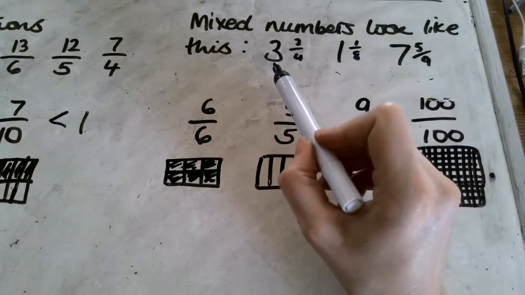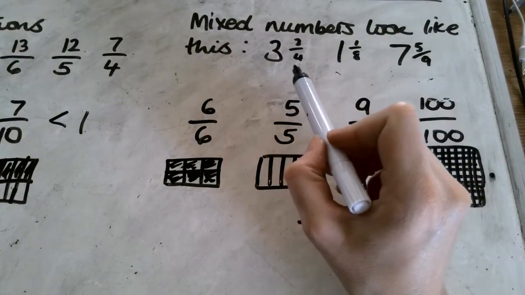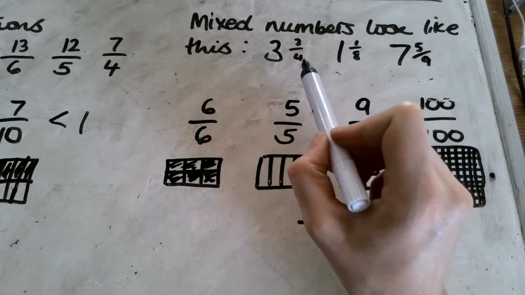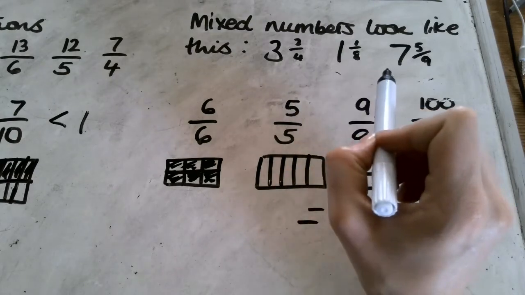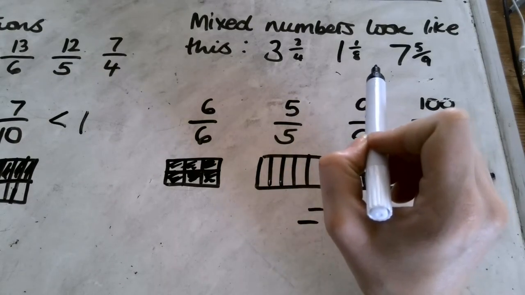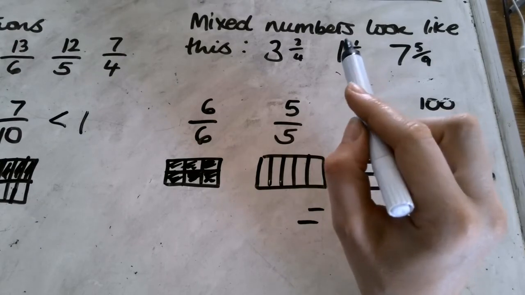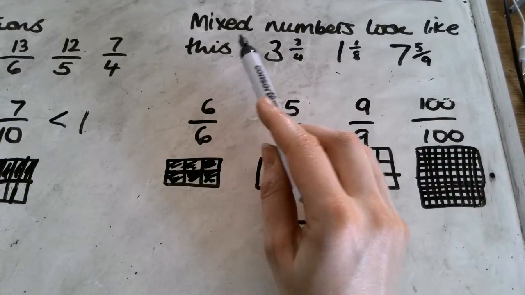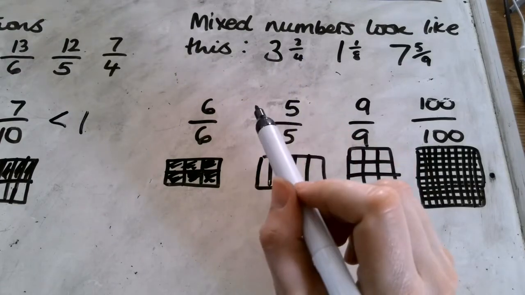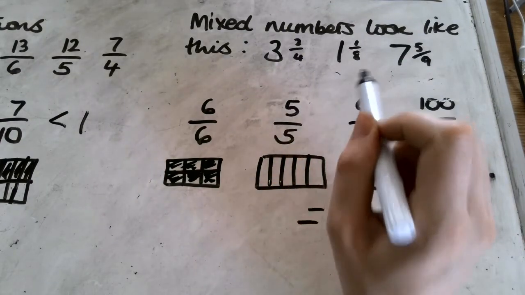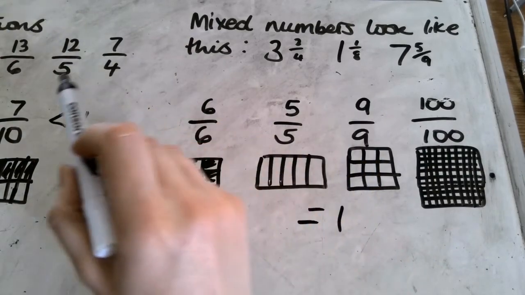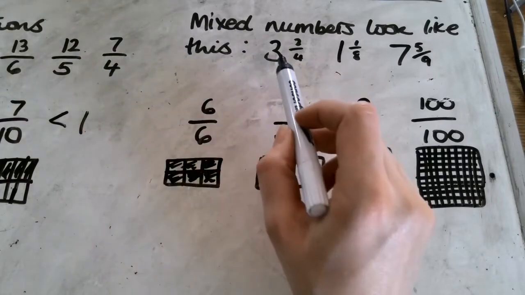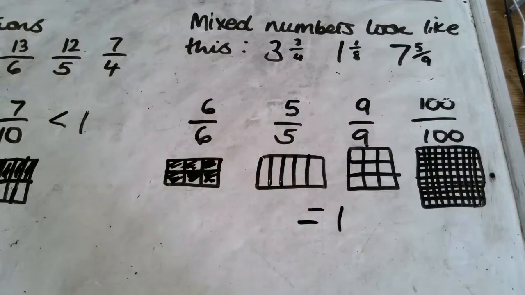They are a mixture of integers, which are whole numbers, and fractions which are equal to less than 1. So you can have 3 and 2 quarters, 1 and 1/8, 7 and 5 ninths, 4 and 2 thirds, 5 and 3 sixths. They are a mixture of a whole number with a fraction. They are always more than 1. Okay, so we're going to see if we can convert mixed numbers back into improper fractions and improper fractions into mixed numbers. Okay, let's have a go.